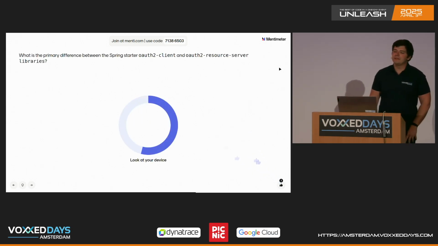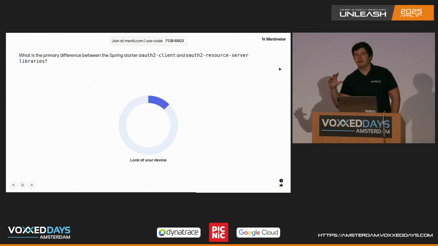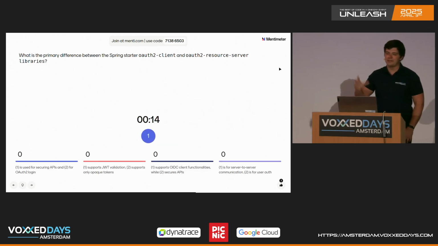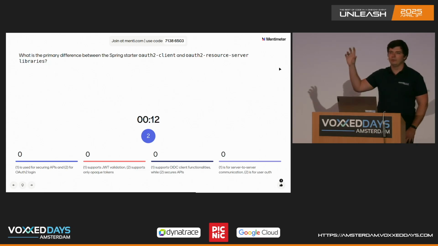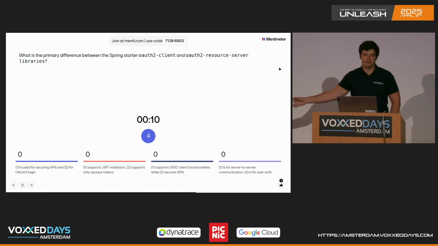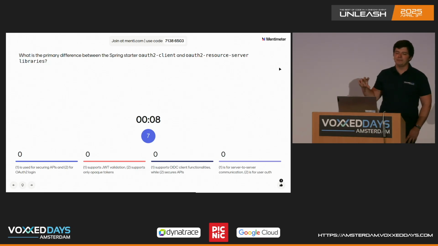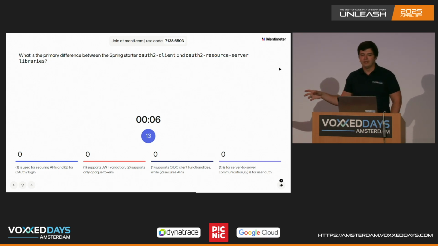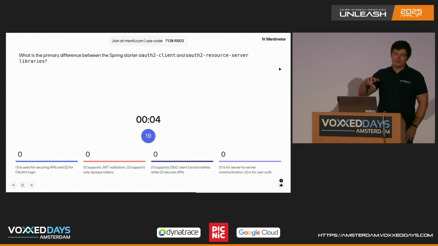What's the primary difference between Spring Starter OAuth2 client and OAuth2 resource server? I put 1 and 2 in parentheses so I don't need to repeat everything. So 1 is used for securing APIs and 2 for OAuth2 login. The second, 1 supports JWT validation.